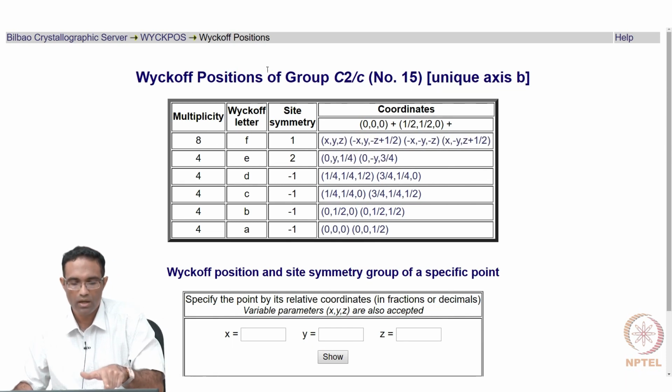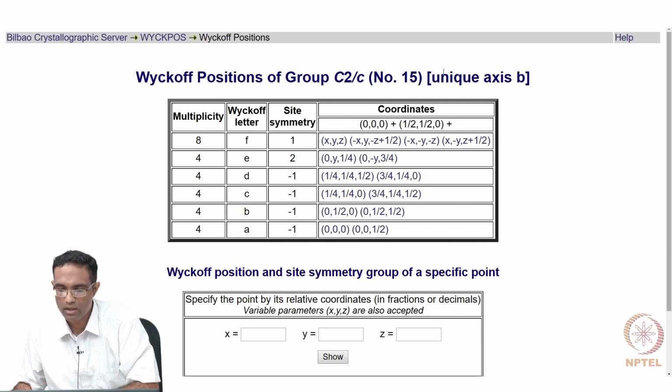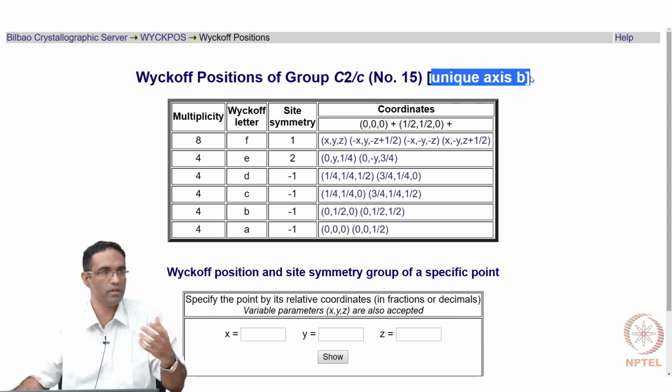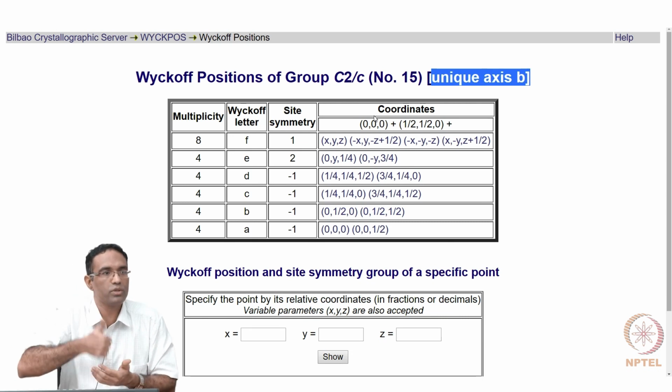So you see here in this table, Wyckoff positions of group C2C number 15, the unique axis is B. So they have made it important. They've told you that the unique axis is B, or the corresponding y coordinates that are existing here are going to be associated with that.